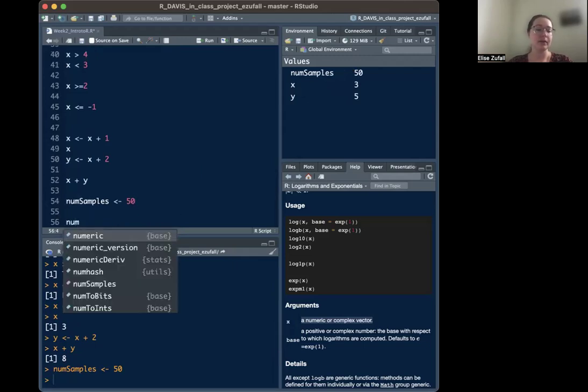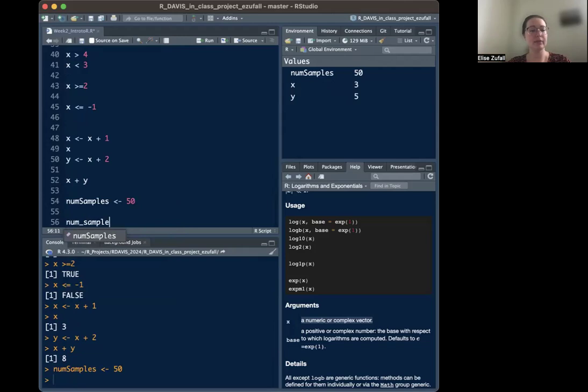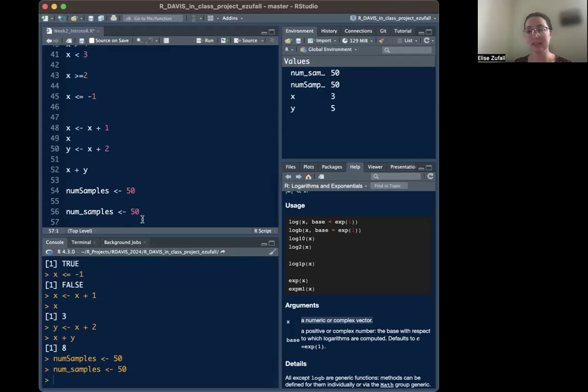Alternatively, you could use this naming convention where you use underscores and use all lowercase letters. Or you could use the naming convention that I used up here, which is the first word is lowercase and then all the words after that are uppercase. It doesn't really matter which naming convention that you use, but it's best to be consistent.